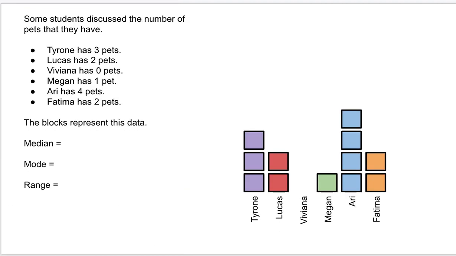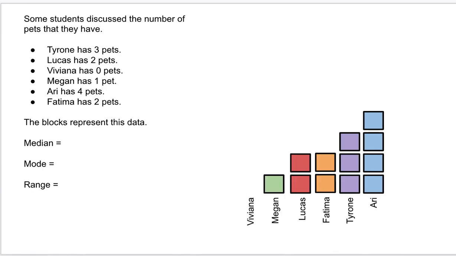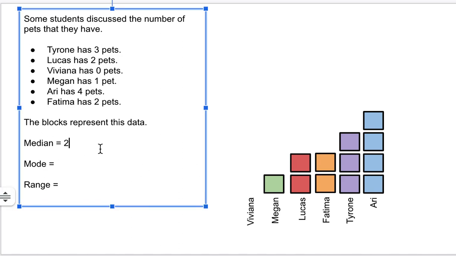Let's look at the last example, our pets. It's pretty easy to put these in order from least to greatest. Just don't forget to put Viviana in the front there at 0. She might not have any pets, but we still need to include her in our data set. So who is at the middle? Well, let's see. 1, 2, 3, 4, 5, 6. That means Lucas and Fatima are both at the very middle of our data set. Now, Lucas and Fatima both happen to have 2 pets. So that means the number in the middle is 2. Our median is 2.